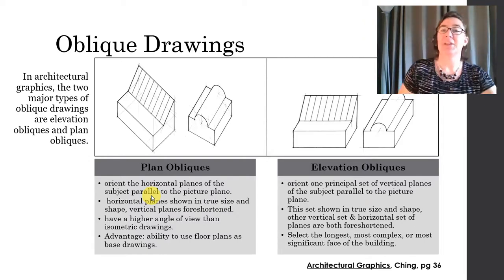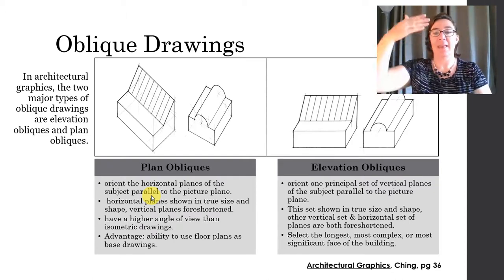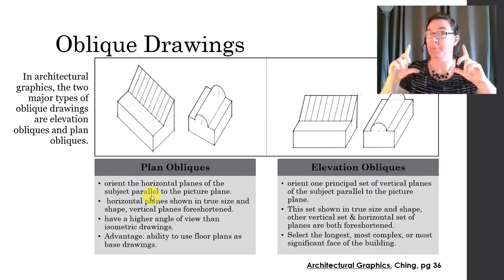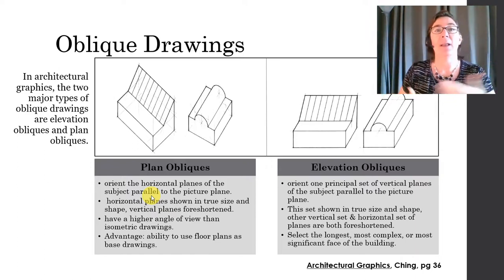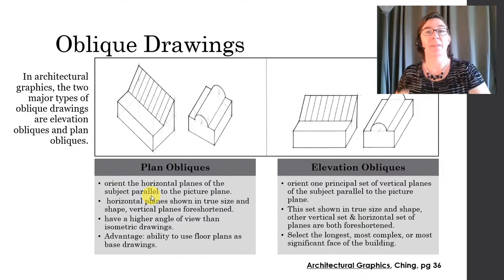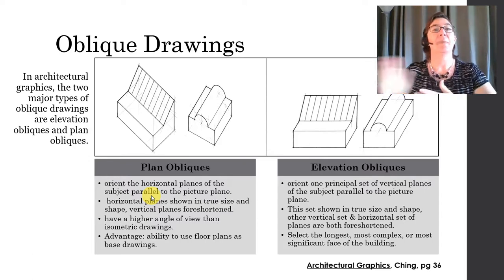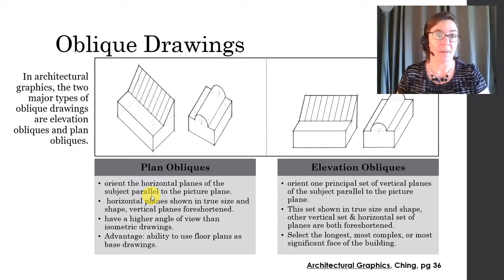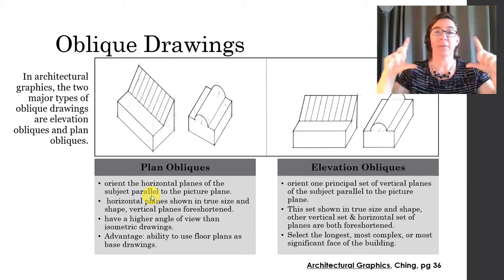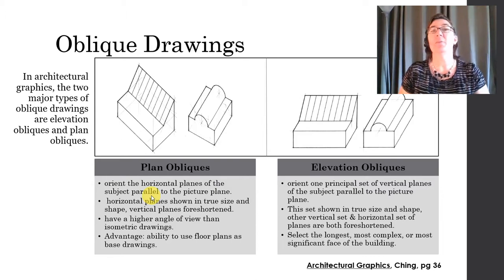All right, elevation obliques. Let's talk about this other type. In elevation obliques, you orient a vertical plane of your subject, which would be its side elevation, parallel to your picture plane. This particular vertical plane will be shown in true size and shape, and other parts of your object or your building will be foreshortened. When you're setting up an elevation oblique, you want to start with or select the longest or the most complex or the most significant face of your building, and that's going to be front and center.